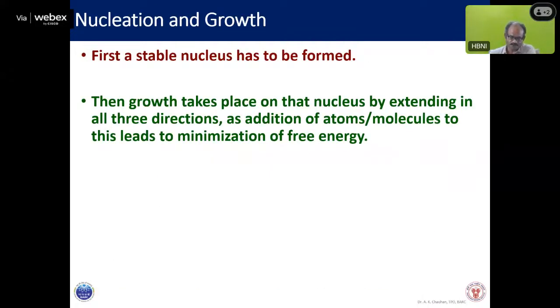So first, a stable nucleus has to be formed. Stable means if the further size increases, in that case free energy should be reduced. Then growth takes place on that nucleus by extending it in all 3 directions. Suppose a nucleus has now been formed, then atoms will come and move, and set themselves at the minimum energy positions, and the crystal will start growing.